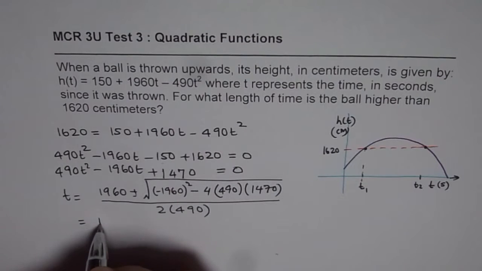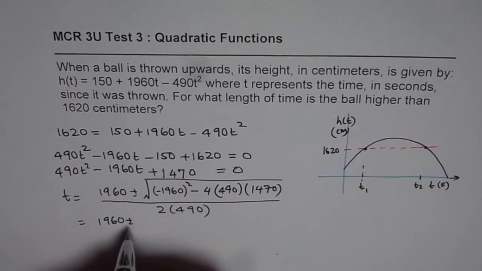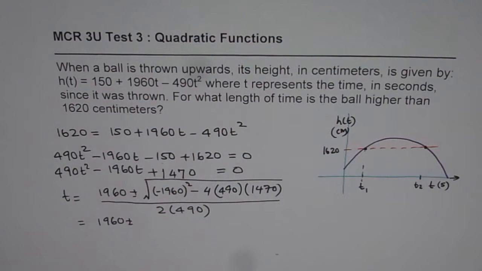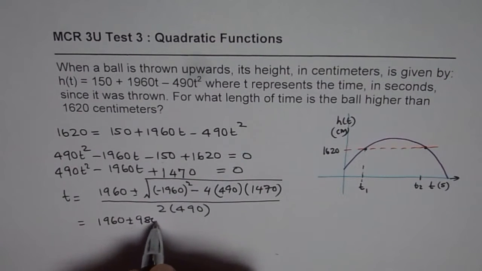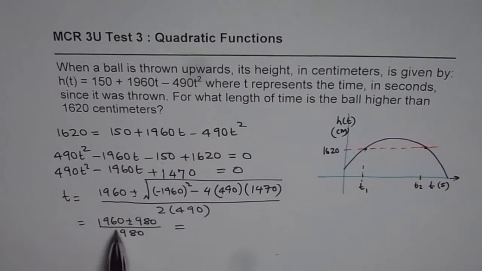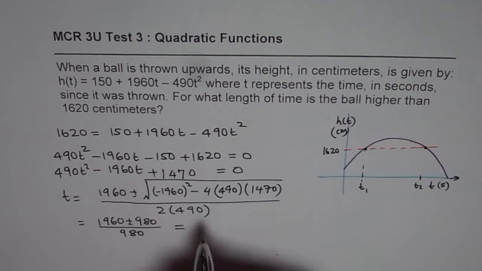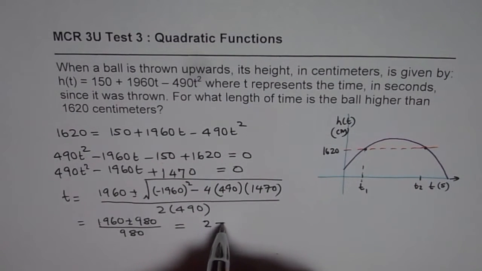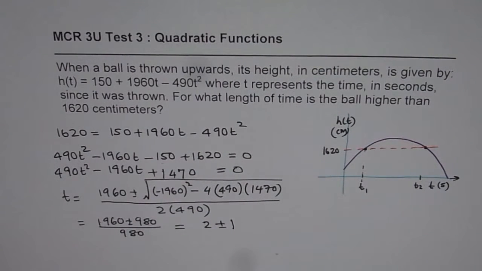So it is 1960 plus or minus 980, divided by 2 times 490, which is also 980. That's great. So 980 goes 1 time into the top and 2 times into the bottom. That is easy, so we can divide both by 980. We get 2 plus or minus 1. That's beautiful.